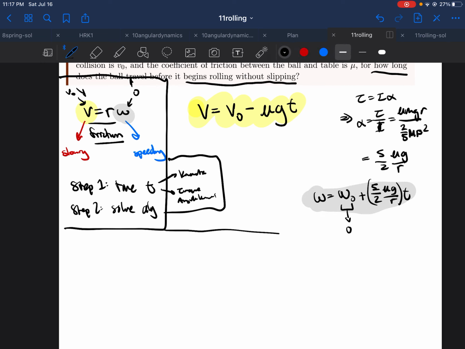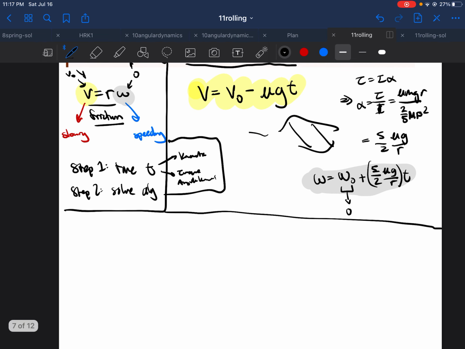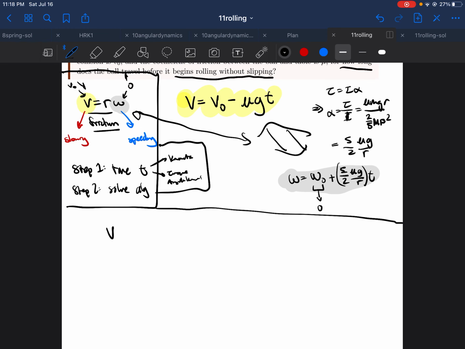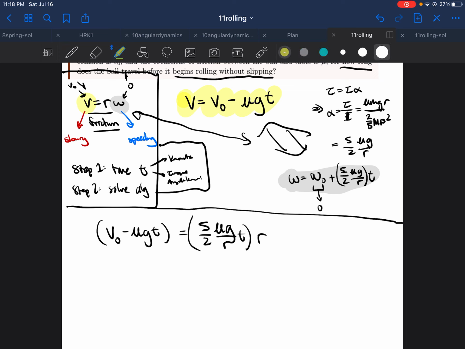Now that we have these two conditions, we just have to plug them into this equation and solve for time. Easy as that. Once we plug it in, we should get mu v naught minus mu g t equals 5 over 2 mu g over r times t, and this whole thing is being multiplied by r. You can note the similarity: this is yellow, this is gray, and it's just being multiplied by r.